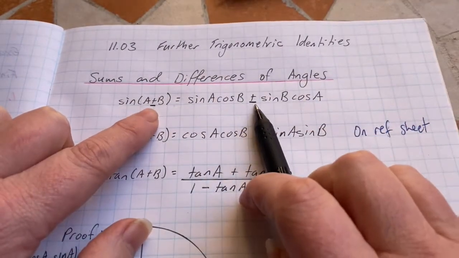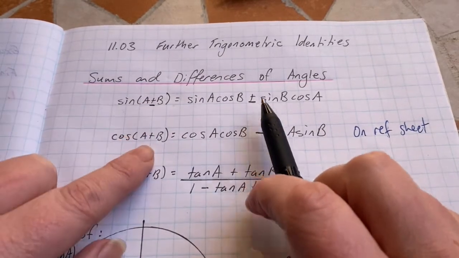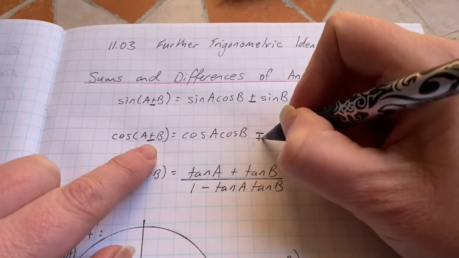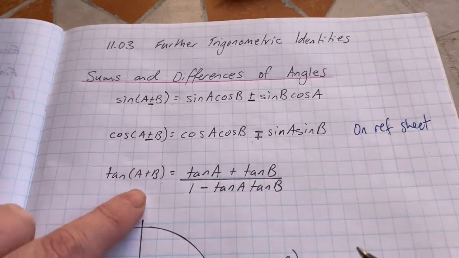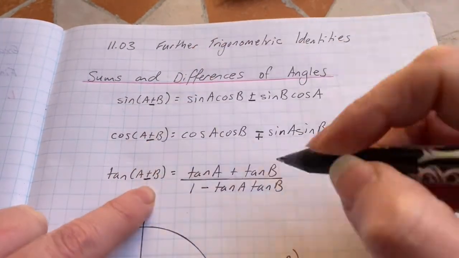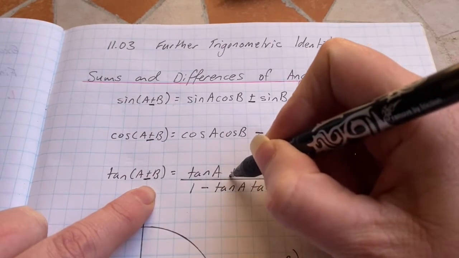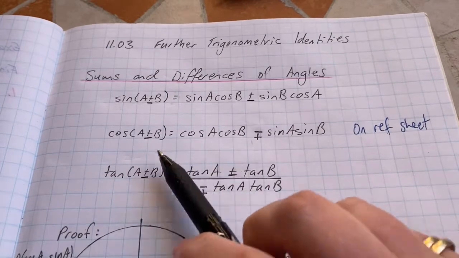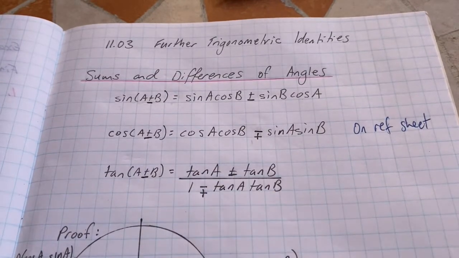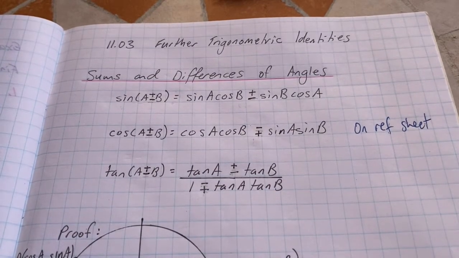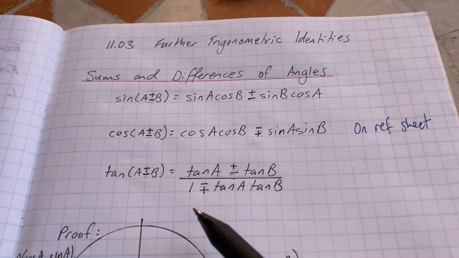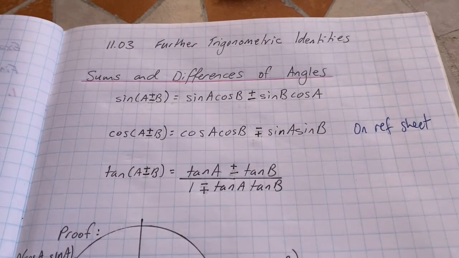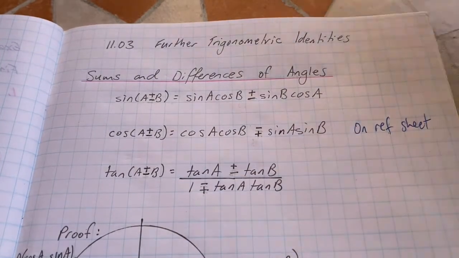So these two, they're always the same. With cosine, they're the opposite. So if that's a minus there, this one becomes a plus. And with tan, if that's a minus there, this one will become a minus, this one will become a plus. So this one is the same, and this one is the opposite. Okay, so in order to prove this, I'm going to start by proving cos of A minus B, and then we're going to work out the other ones from that one.